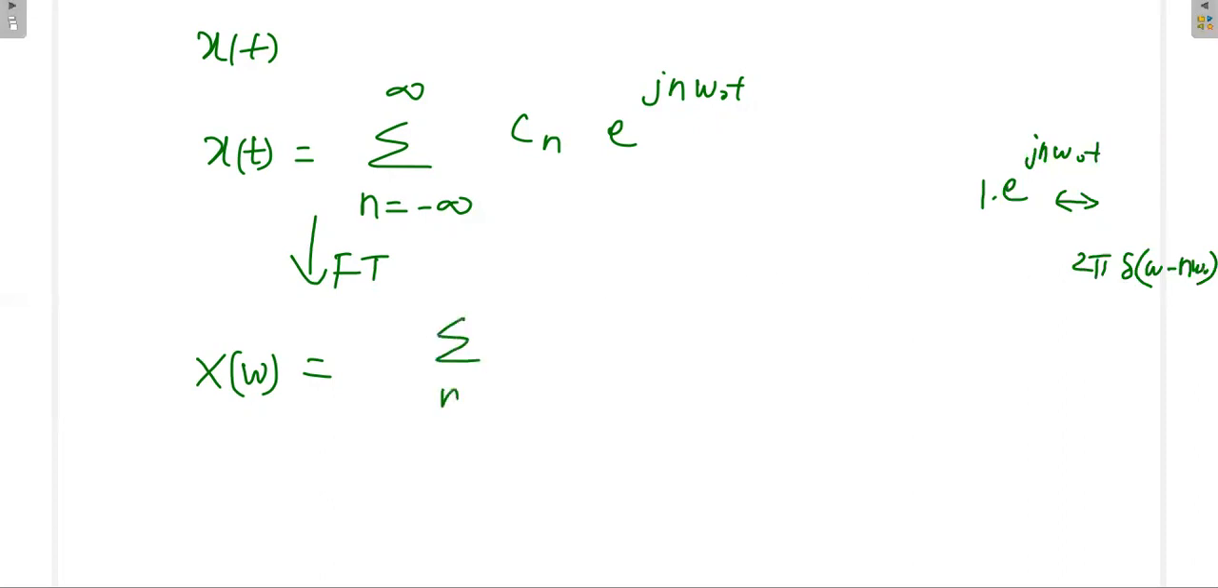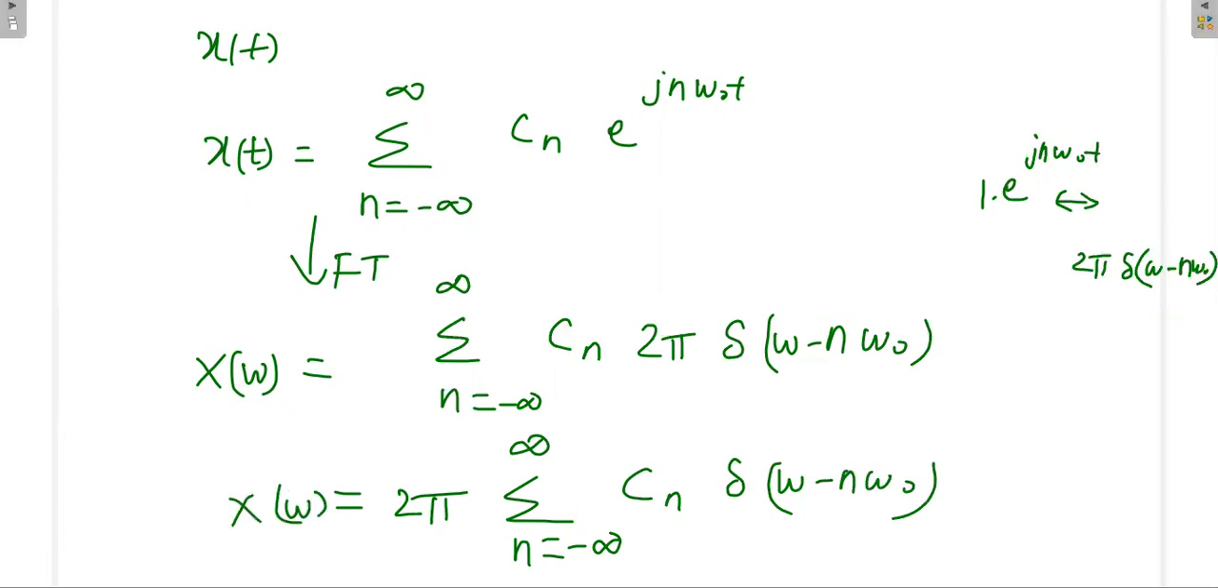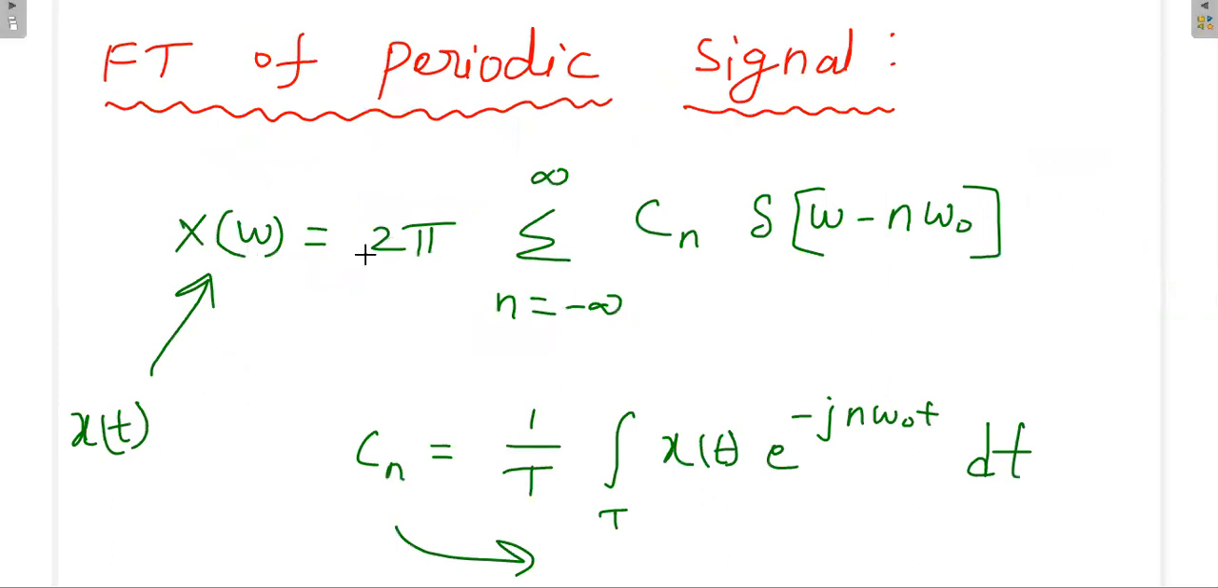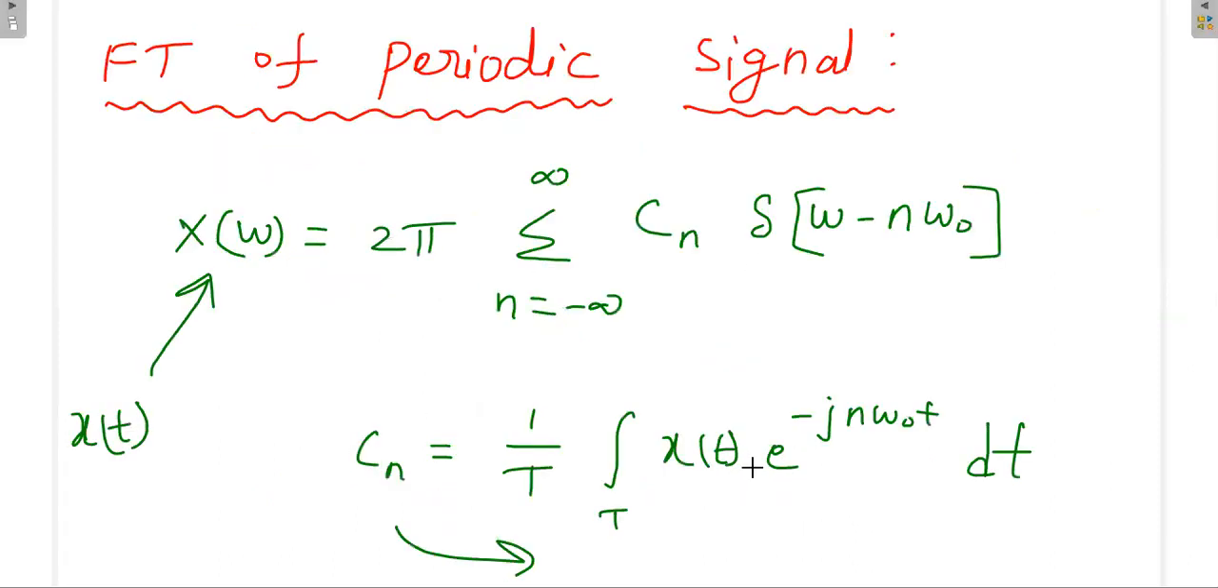So the summation n from minus infinity to plus infinity of Cn, if you apply the Fourier transform to this, is 2 pi delta omega minus n omega naught. This 2 pi we can take outside. So 2 pi summation n from minus infinity to plus infinity of Cn delta omega minus n omega naught. So this is the Fourier transform for the periodic signal: X of omega is equal to 2 pi summation Cn delta of omega minus n omega naught. So we can get it like this. Next, again Cn we can calculate using the standard formula.